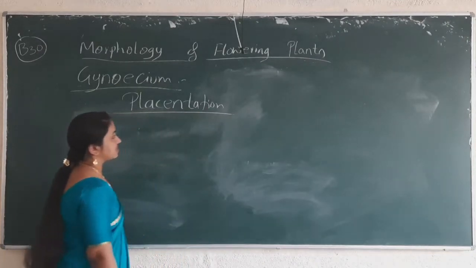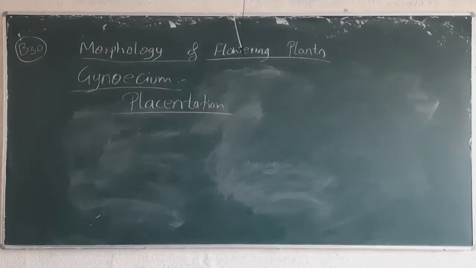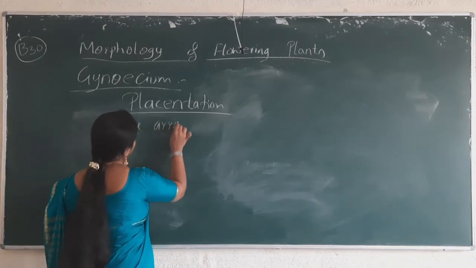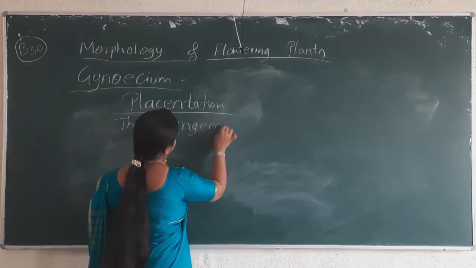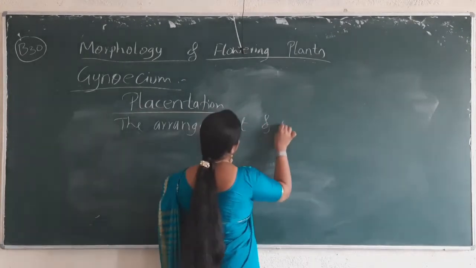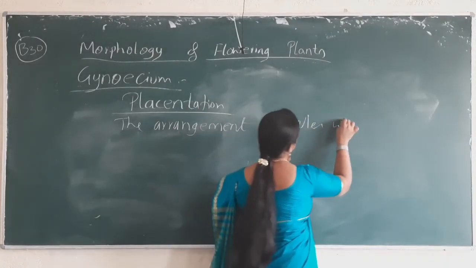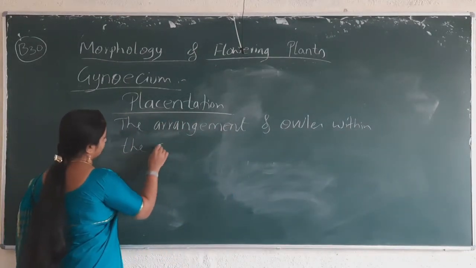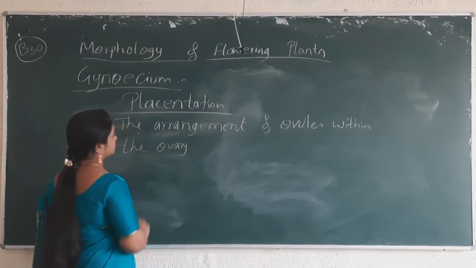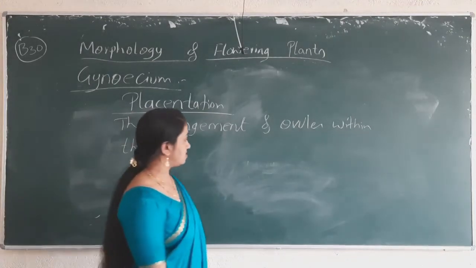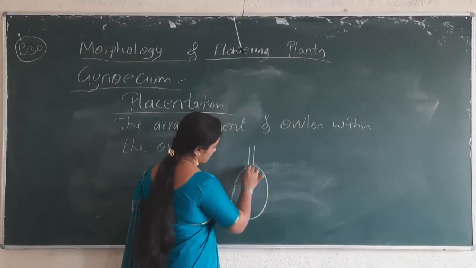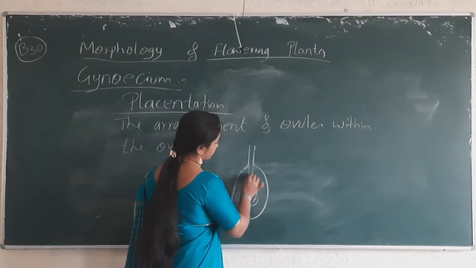Now, what do you mean by placentation? Placentation is nothing but the arrangement of ovules within the ovary. The arrangement of ovules within the ovary is known as placentation. Now, ovary, arrangement of ovules.